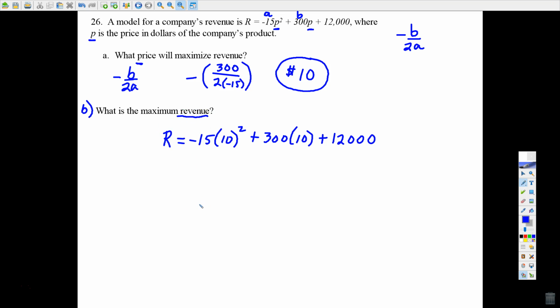Alright, so I'll give you just a second, grab your calculator. And you should have gotten revenue, and again it's dollars, so we'll put a dollar sign, of $13,500. When we sell our product for $10 each, we can maximize the amount of money that we're going to make, and that amount that we will make is $13,500. So that's the complete answer for number 26.